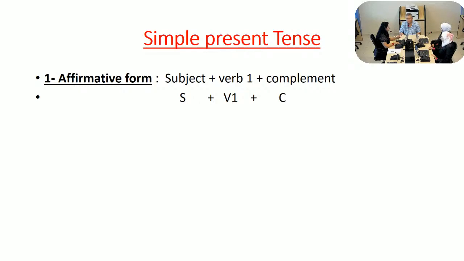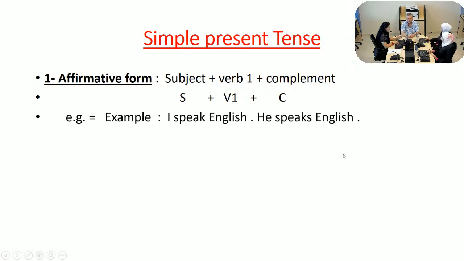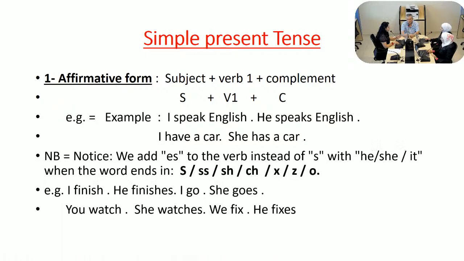With he, she, it, we add S. With they, we, you, I, we don't add S. In the negative form, we usually use don't or doesn't. When we add S, we use doesn't. Without S, we use don't. So: subject, don't or doesn't, and the verb in the base form.